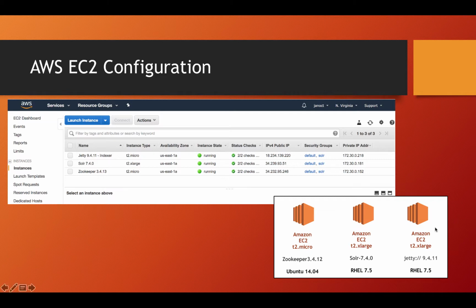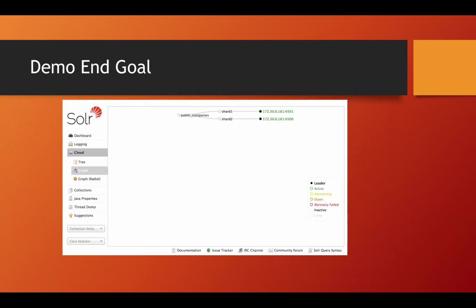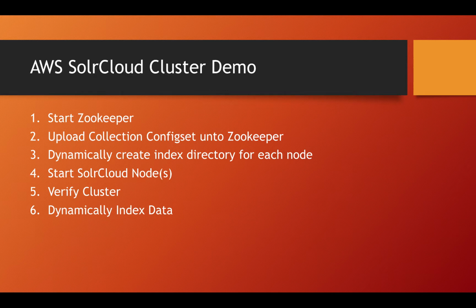On the right hand side, you'll see that Zookeeper is going to be running on Ubuntu on a T2 micro, and Solr will be running on a T2 extra large using Red Hat. The end goal is to have something similar to what you have on the screen, where you have a collection called public companies that is comprised of 2 shards, and we will verify once everything is up and running. So without further ado, let's go into the demo.